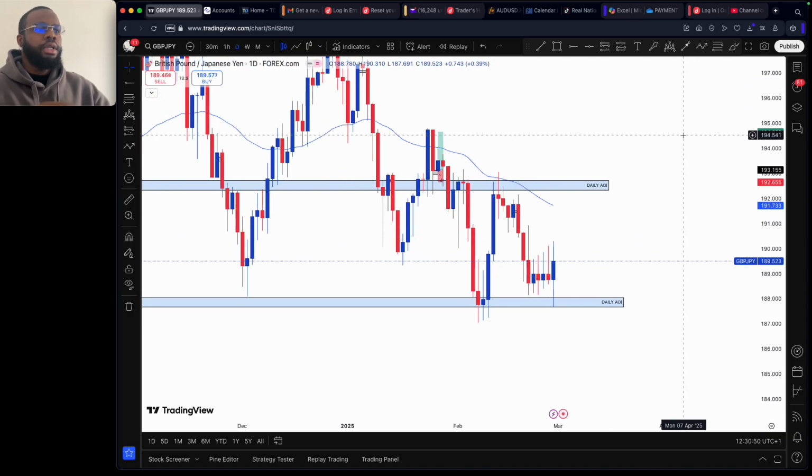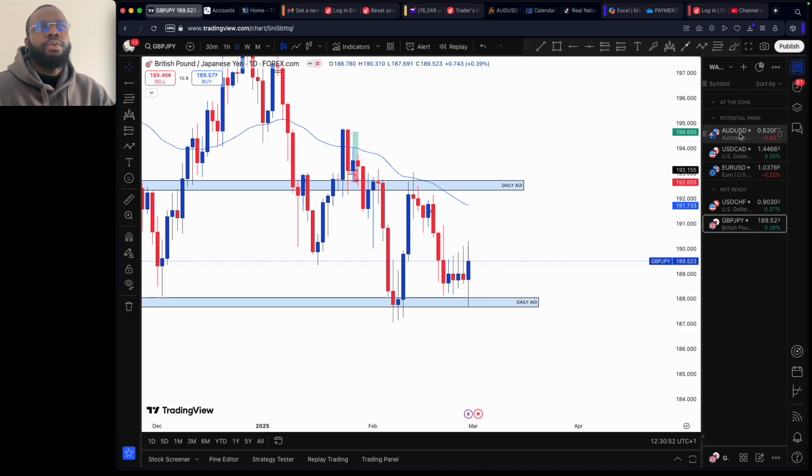So these are the pairs I have for the week: AUDUSD, USD CAD, EURUSD, USD CHF, GBP JPY.